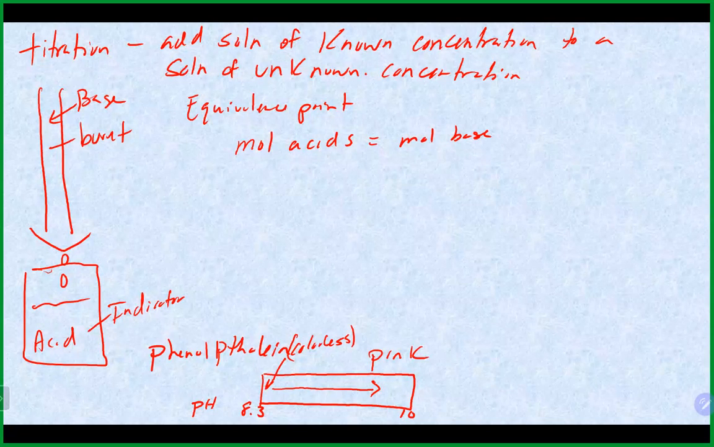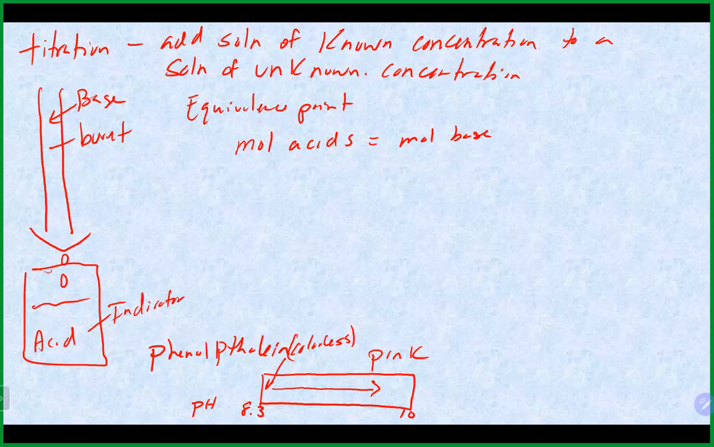So not all indicators are the same. They work over different ranges, and depending on the type of titration that you're doing, you may use a different indicator than, say, phenolphthalein. It would not be a great indicator for a different type of titration, but it works for a lot of the ones that we do.